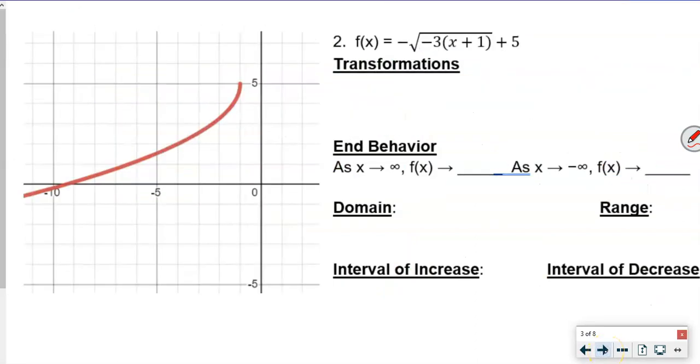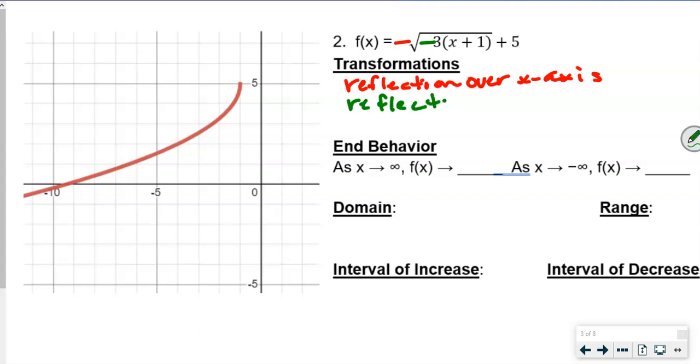Here's our next one. This is a square root. Okay, so again, let's start right here with this negative out front. So that's, again, going to be a reflection over the x-axis. Then we've got a negative underneath the radical as well. See this one right here? So this is going to be a reflection over the y-axis.